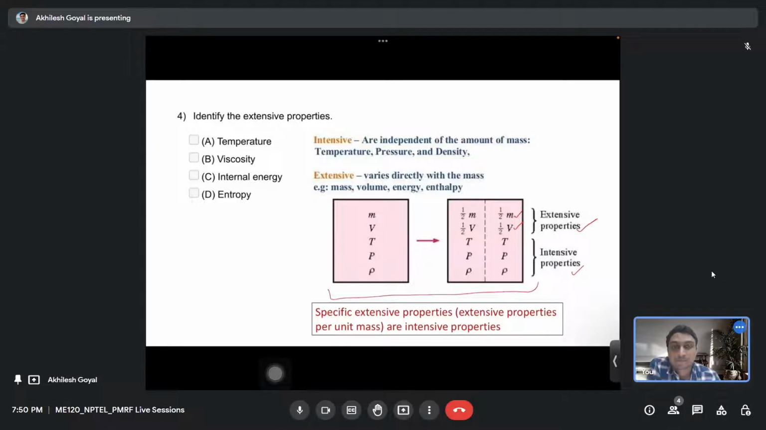Okay, now we go to the options. Temperature doesn't change with the mass, so it is not an extensive property. Viscosity also doesn't change with the mass, but internal energy changes with the mass: more mass, more internal energy. So this is an extensive property. Entropy is also an extensive property, because more mass means more disorderliness and more entropy. So this is also an extensive property. So options C and D are correct.